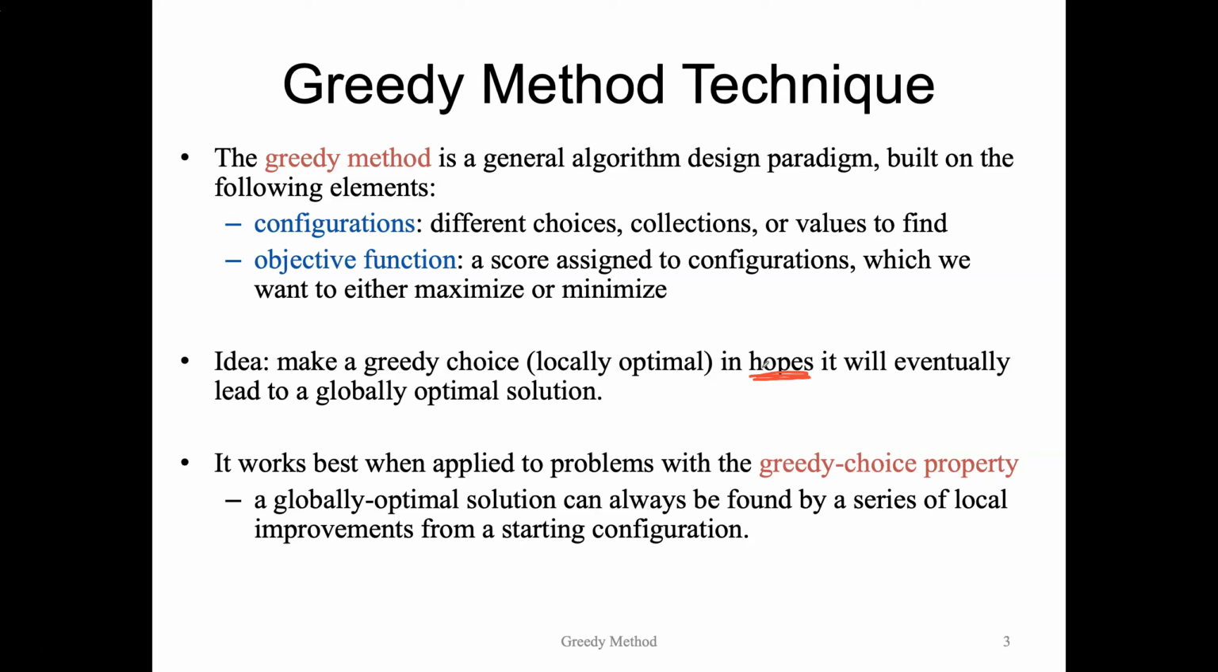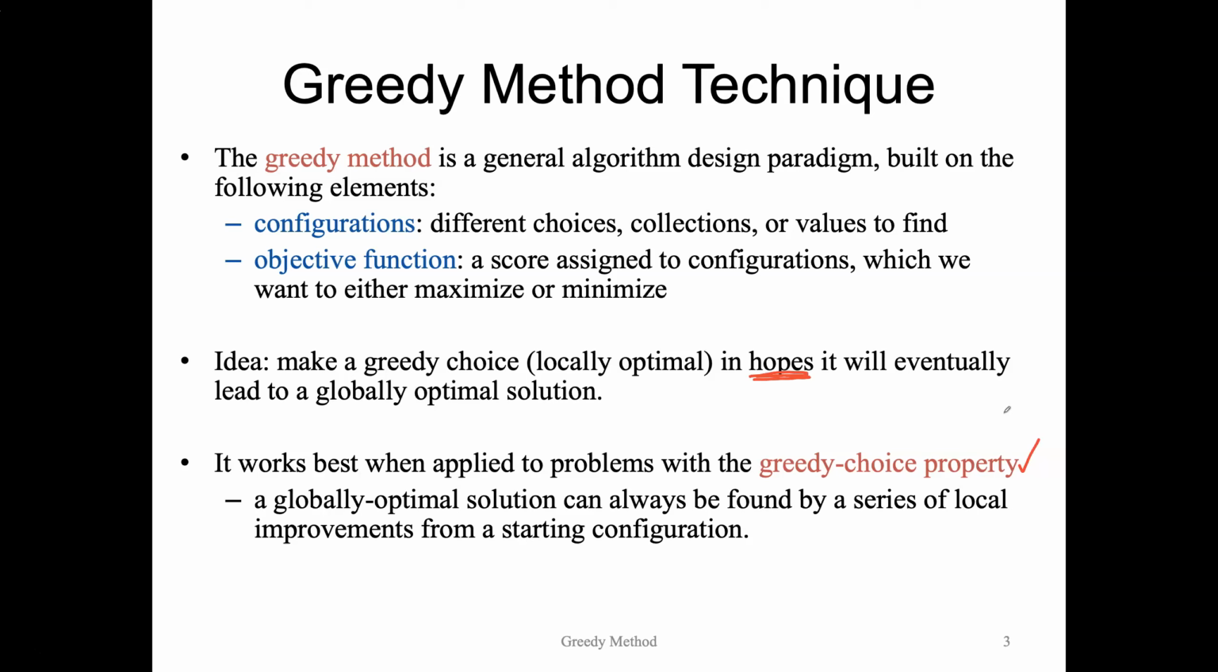But if our problem has the greedy choice property, meaning that there is a globally optimal solution that we can obtain by making those locally optimal improvements from some starting configuration, then our greedy method will work. If we start at some starting configuration and we repeatedly make these locally optimal decisions, then we can guarantee we reach a globally optimal solution. This is only if our problem has the greedy choice property.